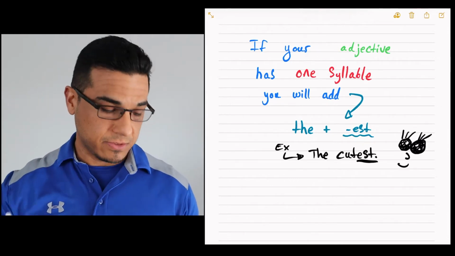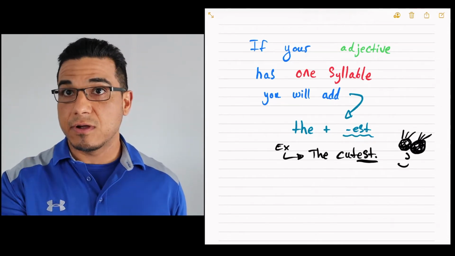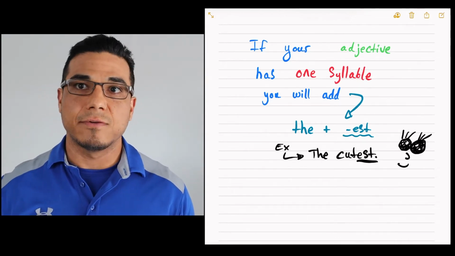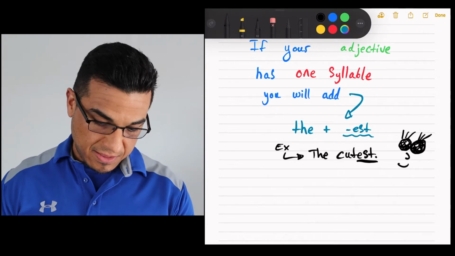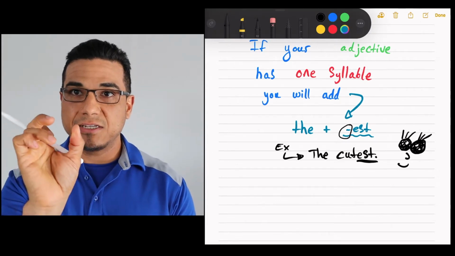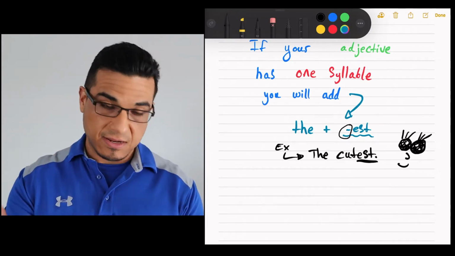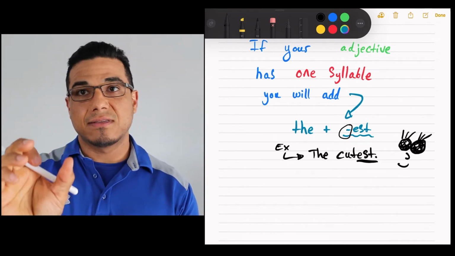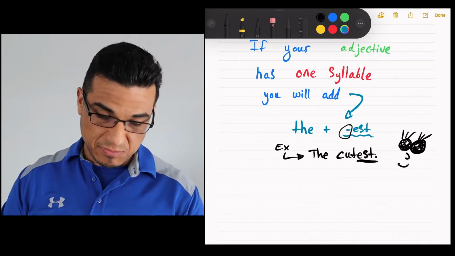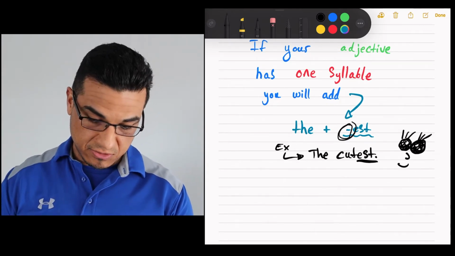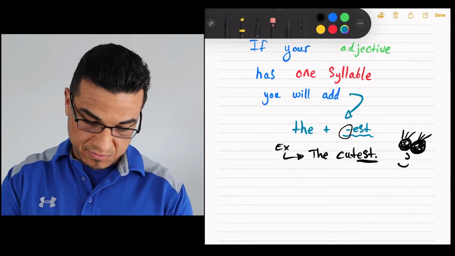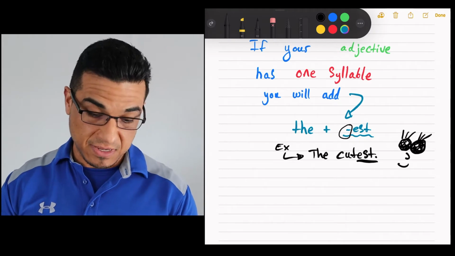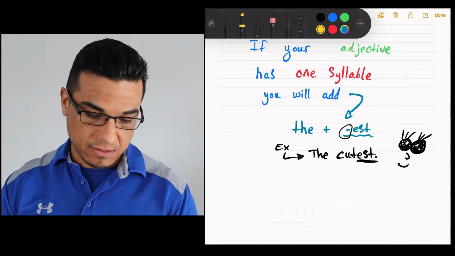if your adjective has one syllable, you're going to add the, so the article the, plus est to the ending of your adjective, not the beginning. I'm going to attach these dashes, and depending on where they're located, if the dash is before the word or the set of letters, it implies that it would go at the end of the word. So anytime you see that, which I've circled, and I'm going to continue to circle like a crazy person, it implies that it will go to the end of the word, which in this case is going to be an adjective. So let me switch to my highlighter.